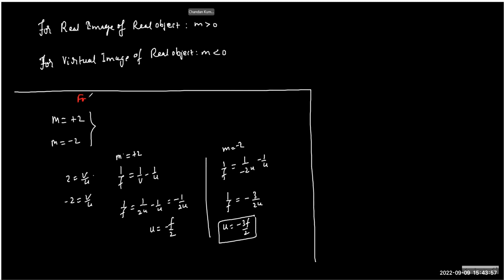So what I should write here: for convex lens, if the size of the image is greater than the size of the object, then take both kinds of images. I hope this is clear.